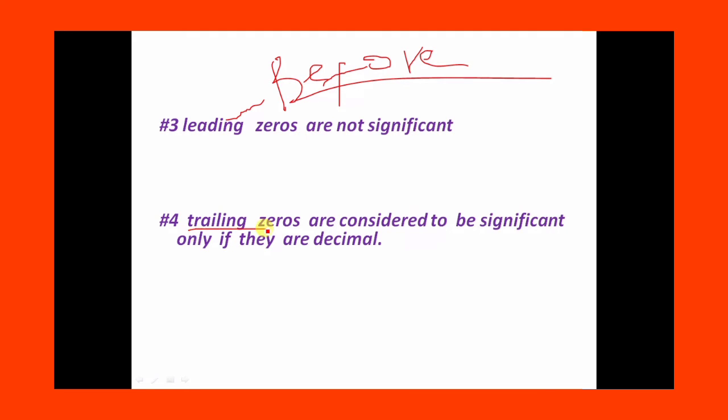Similarly, trailing zeros are the ones which come after a non-zero digit. So we have said in rule number 3 that any leading zero is not significant. Trailing zeros, that means the zeros which come after a non-zero digit, can be considered significant only if they are decimal zeros. Now let us try to explain this idea by using examples.